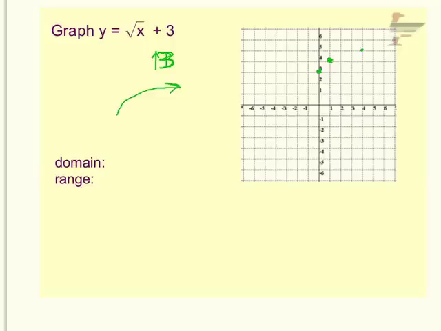And then I would go out 5 and up 1. And this graph is going to look like this. Now for that domain and range, you can think about these lines don't really exist on the graph, but they certainly help out. Everything is above this.